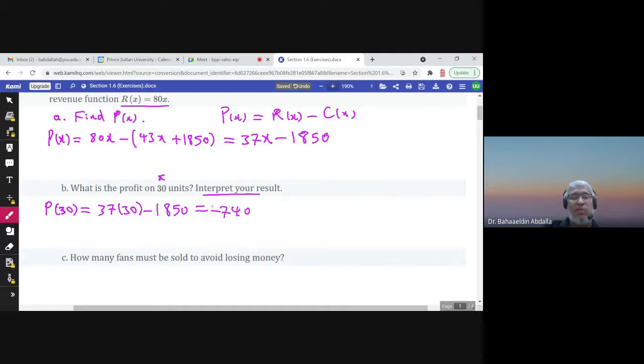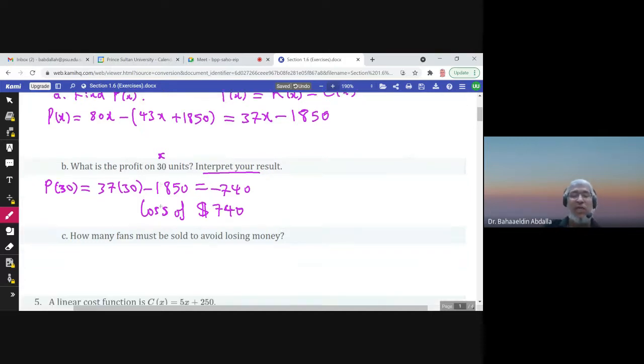Interpret your result. The profit is negative. So this means that there is a loss of $740 when producing 30 units. Producing and selling 30 units, there is a loss.